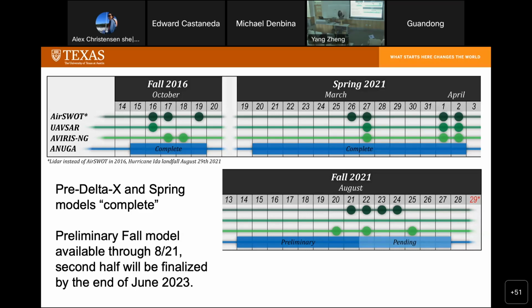The time period for the spring was chosen to allow the model to get up to speed and be ready for assimilating the data once the field observations and the remote sensing were available. So essentially we ran the model for a while so that it's ready to go. And then we run the model for when the UAVSAR, the AirSWOT and the AVIRIS-NG were flown. For the fall 2021, you see that the first half is available. The second part is still pending, and that's because we had a small problem downloading data for a boundary condition, but that's something that can be solved very quickly. That should be finalized by the end of June.